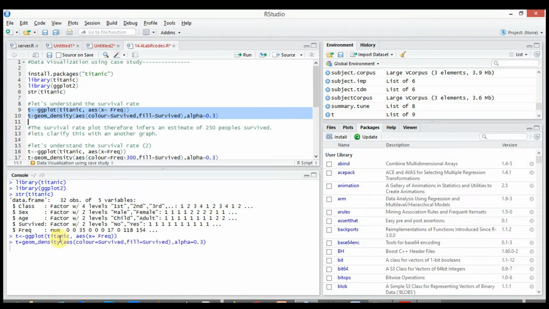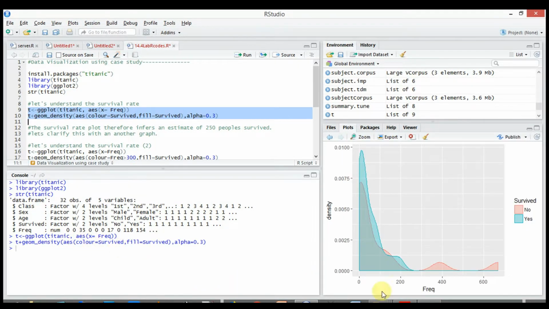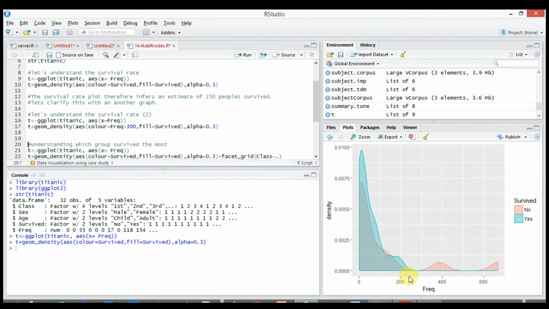Let's plot the data. From the plot, we can observe the survival rate infers an estimate of 250 people survived. Let's clarify this with another graph.